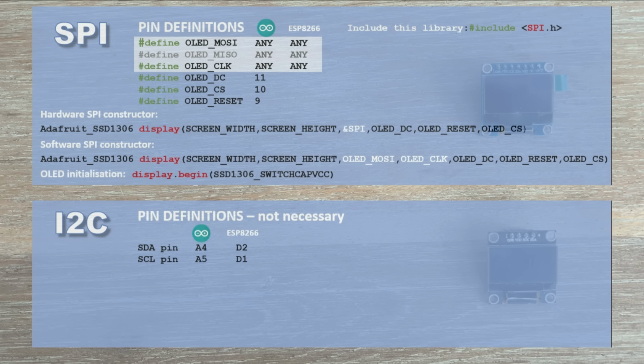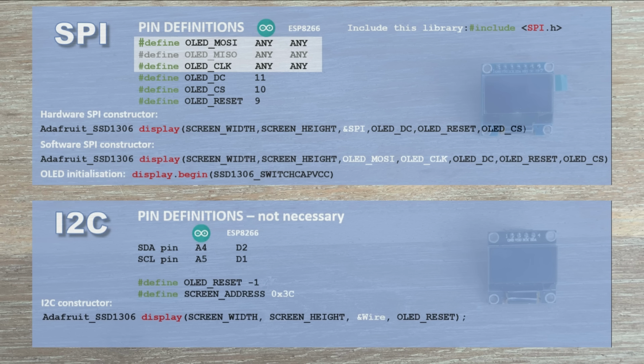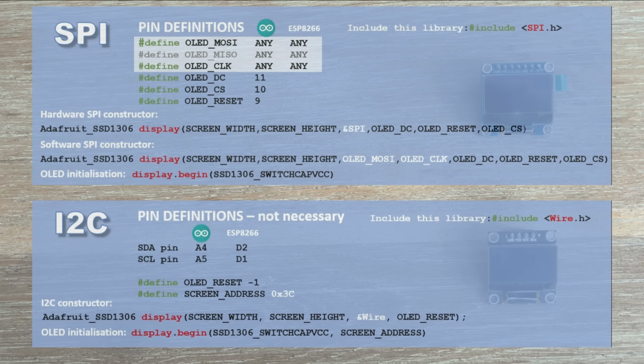What you do need in the code is a line that tells the library there is no dedicated reset pin, and a line that defines the I²C address of the OLED display. In this particular case, the constructor for the OLED display would look like this. The display initialization in the setup function would include the device address. Finally, make sure to include the wire library in your code, since this is required for using I²C.